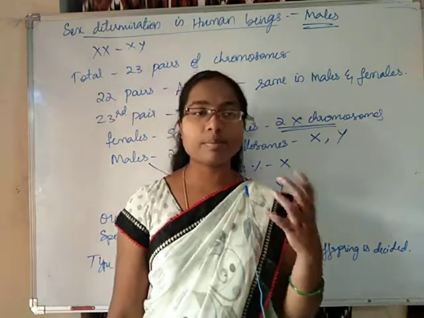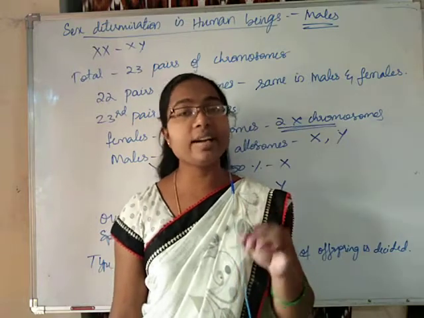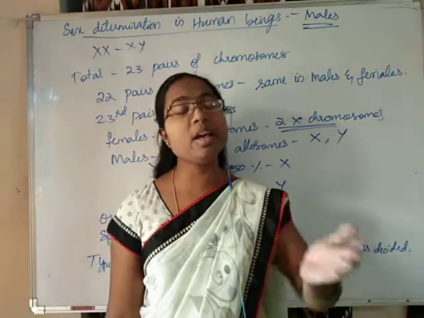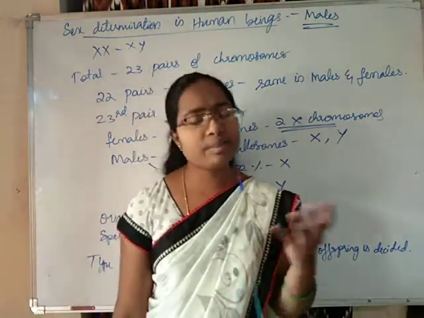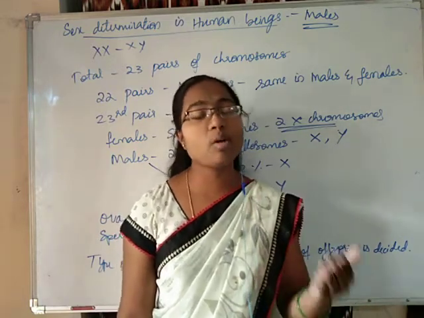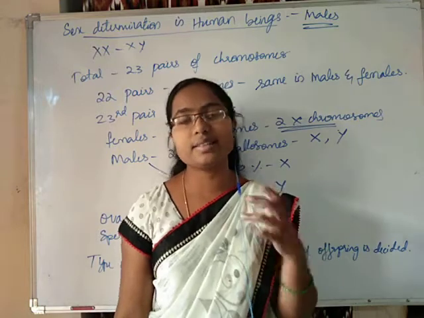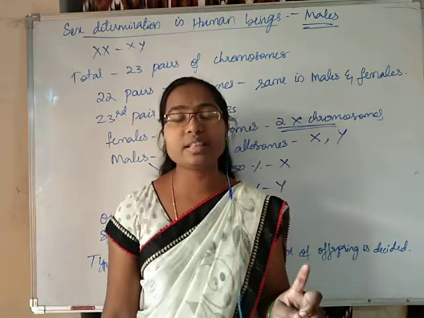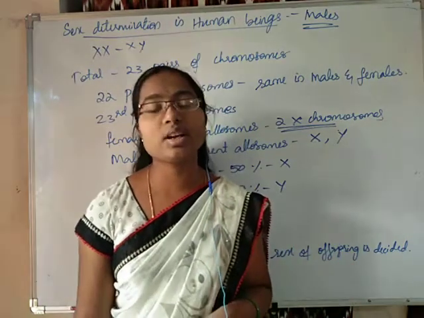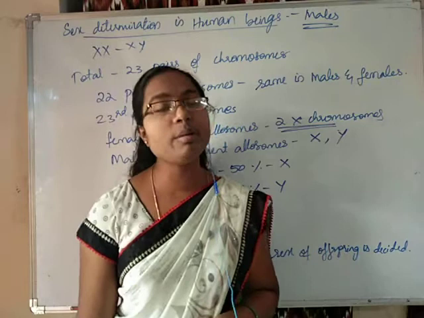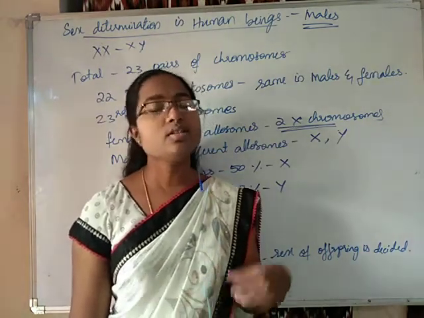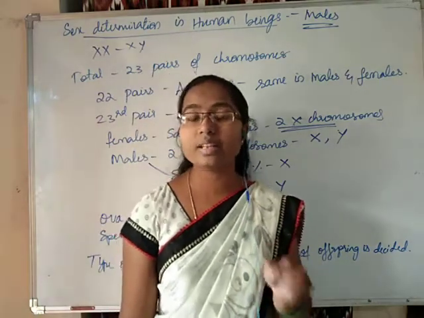This is decided right at the time of fertilization only. That means there is an equal chance for having a girl baby or a boy baby: 50% chance of a girl baby, 50% chance of a boy baby. Depending upon the type of sperm fertilizing the ovum, the sex is determined. So this is all about how sex is determined in human beings.